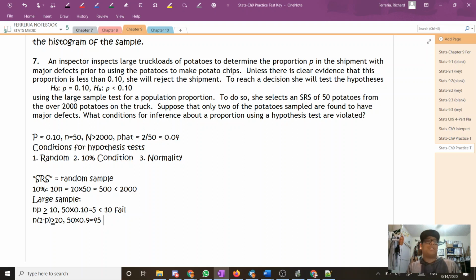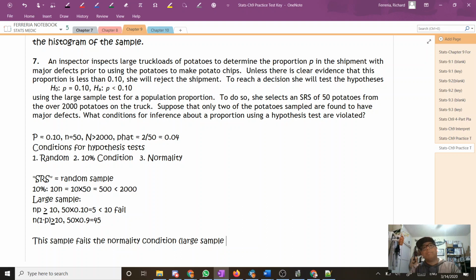But we did fail the large sample condition, because they both need to be true. Both of those need to be greater than or equal to 10, both np and n(1 minus p). So we have failed normality. The sample fails the normality condition, which is the large sample condition.